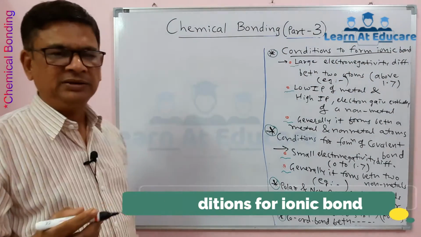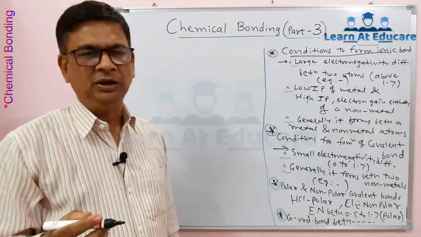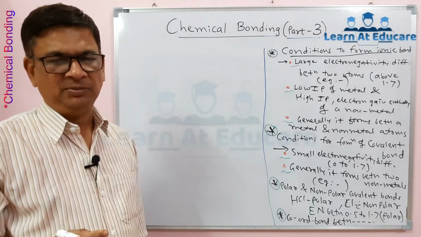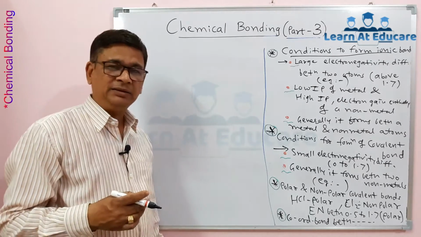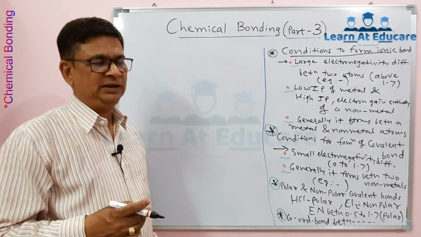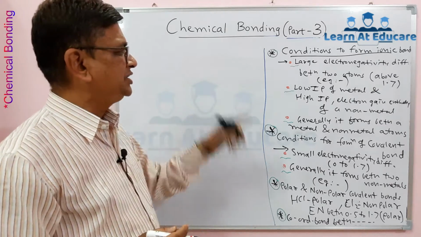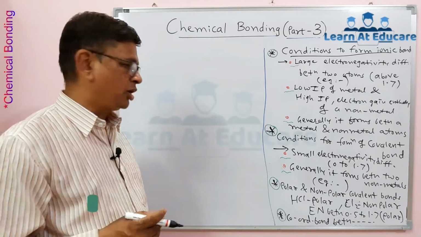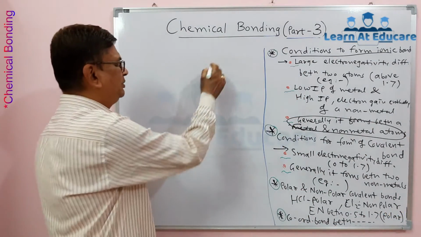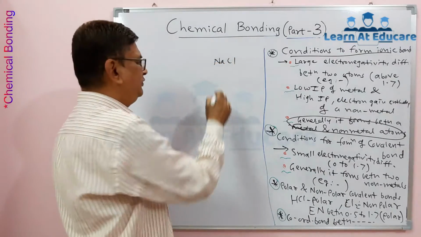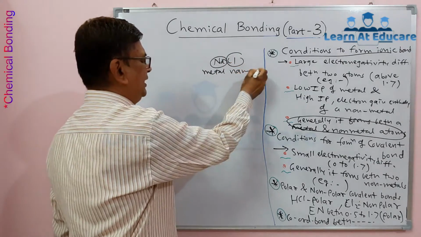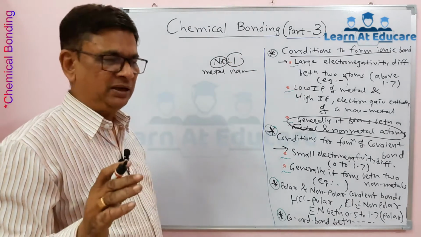We know the topic called electronegativity, which is the property of an atom to attract the electron pair towards itself in a chemical bond. A metal has small electronegativity, while a non-metal has high electronegativity. So remember, the first condition is that generally an ionic bond is formed between a metal and a non-metal atom. An example is NaCl, an ionic bond in which sodium is the metal atom and chlorine is the non-metal atom. So it is generally between a metal and a non-metal.